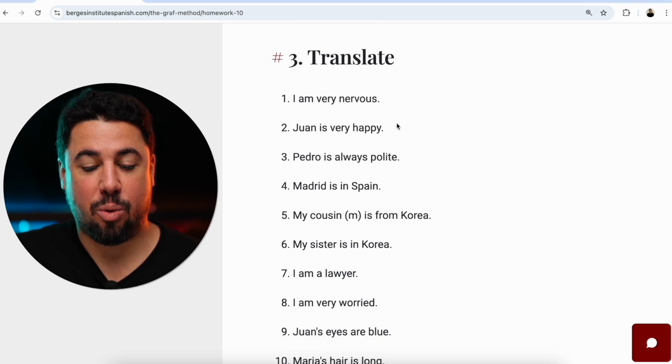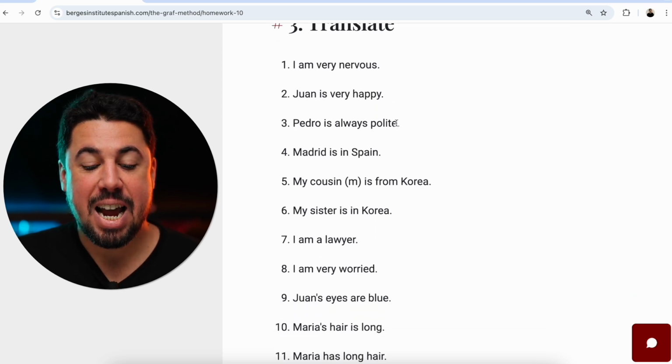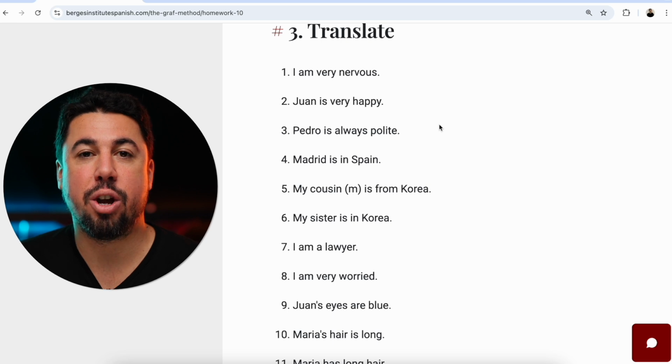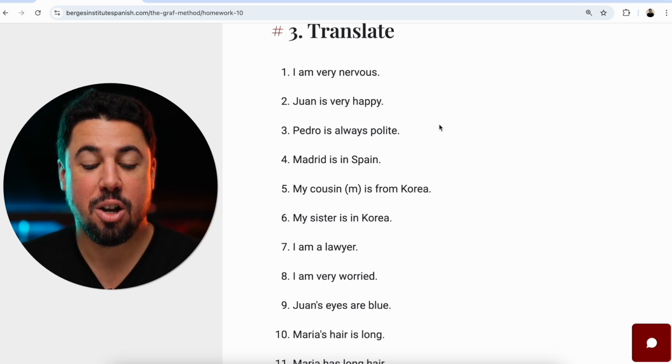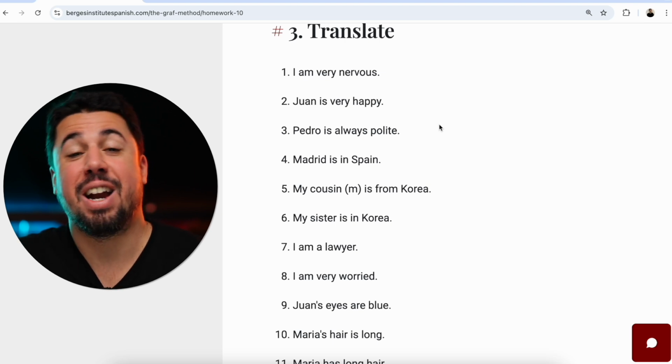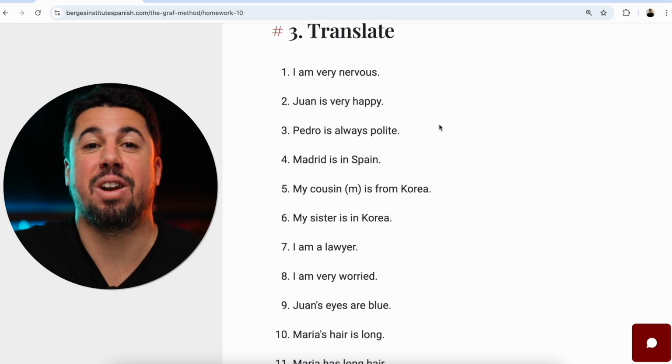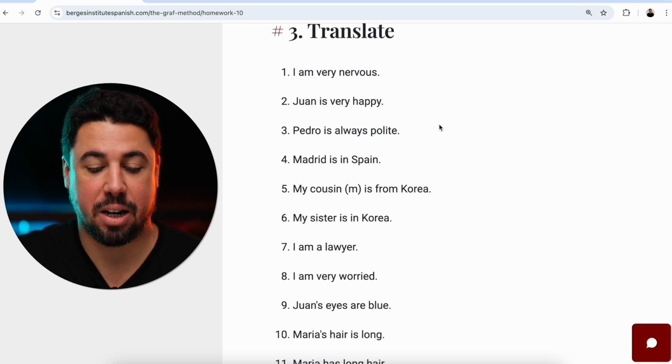Número 3, number 3, translate. I am very nervous. Estoy muy nervioso. We use estar for nervioso. Juan is very happy. Juan está muy feliz. And in this one we could also say Juan es muy feliz and it would have a slightly different meaning.